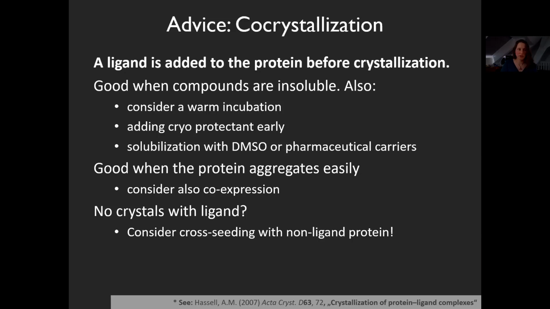If you are doing co-crystallization, that means you want to add a ligand. You very often do this for drug screening. It's currently, for example, done with the coronavirus proteins, where people are adding ligands before crystallization in the hope that the ligand binds to the protein and they can then get a structure of the ligand bound to the protein and prove that it's binding at a certain spot. It's very good when the compounds are insoluble, so that you cannot make a good solution with high concentration.